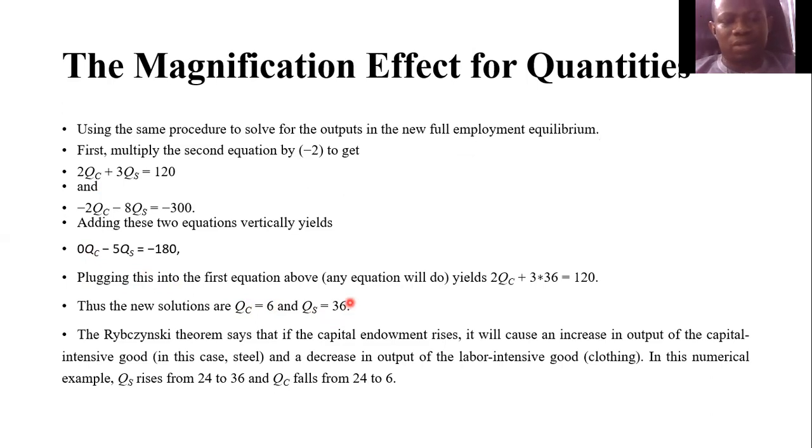Meaning that because of the change in capital alone, we now have a QX moving from 24 to 36, and a QC falling from 24 to 6. The initial equilibrium between the two was 24, 24. And we later realized that as a result of the increase in capital, which is used abundantly in the production of commodity X, there will be a rise in commodity X from 24 to 36, and then there will be a fall in QC. And that's a way to prove it mathematically.